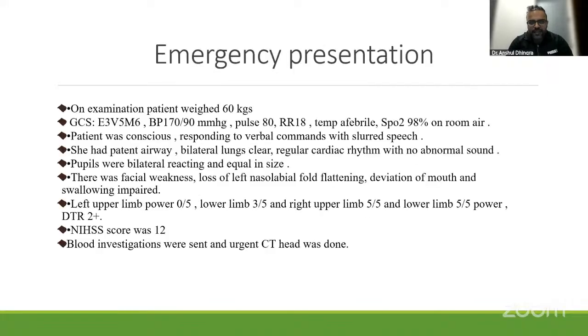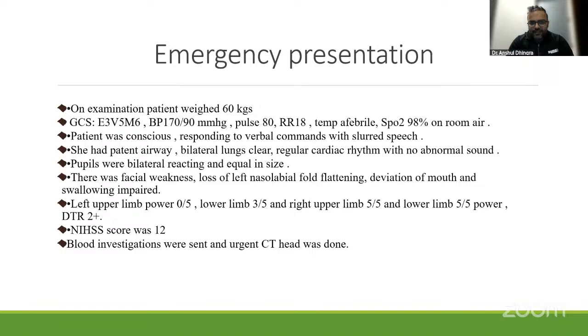So on presentation in emergency, on examination, patient is around 60 kgs. GCS was E3 V5 M6. Blood pressure was 170 by 90 mm of Hg. Pulse rate was 80 per minute. Respiratory rate was 18. Temperature was afebrile. Saturation was 98% on room air. Patient was conscious, oriented, responding to verbal commands but with a slurred speech. She had patent airway, bilateral lungs clear, regular cardiac rhythm with no abnormal sounds. Pupils were bilaterally reacting and equal in size.